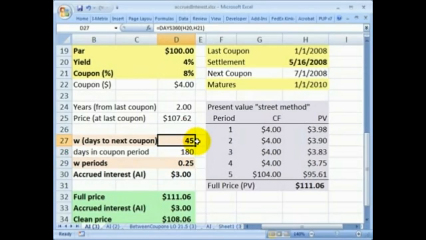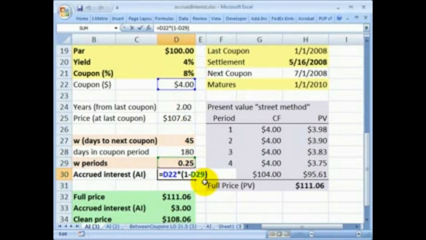So what this means is we've had 45 days to the next coupon out of 180 days in the 6-month period between coupons. So we have 25% of the period to go to the next coupon. That means we have 75% of the period has already passed, and that is accrued interest to the seller. And so here the formula is pretty straightforward. It's the coupon, in this case $4, multiplied by 1 minus W. In this case, that's 1 minus 0.25, or 75%, which gets me $3. Hopefully this makes sense. If $4 is the coupon, and we only have 45 days to go in the period, that means 75% of the period has already elapsed. That means 75% of the $4 coupon has already been earned by the seller. It's accrued interest. It's $3.